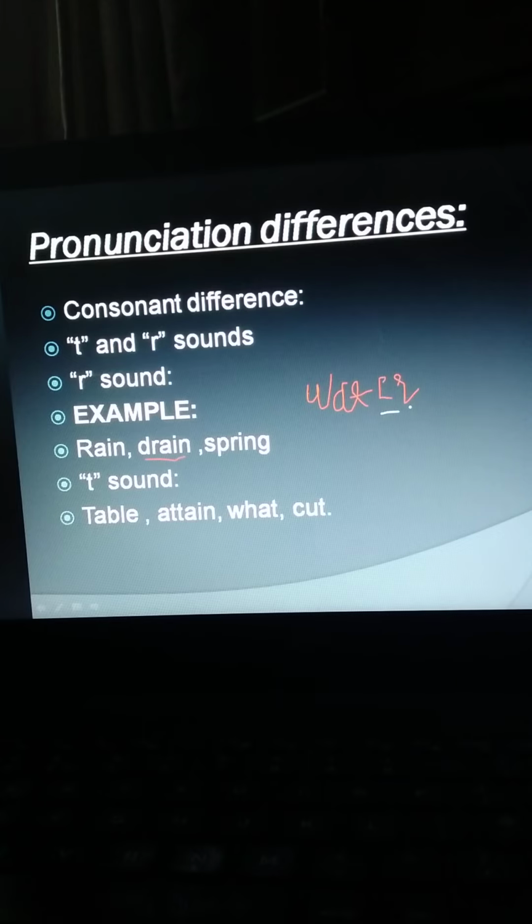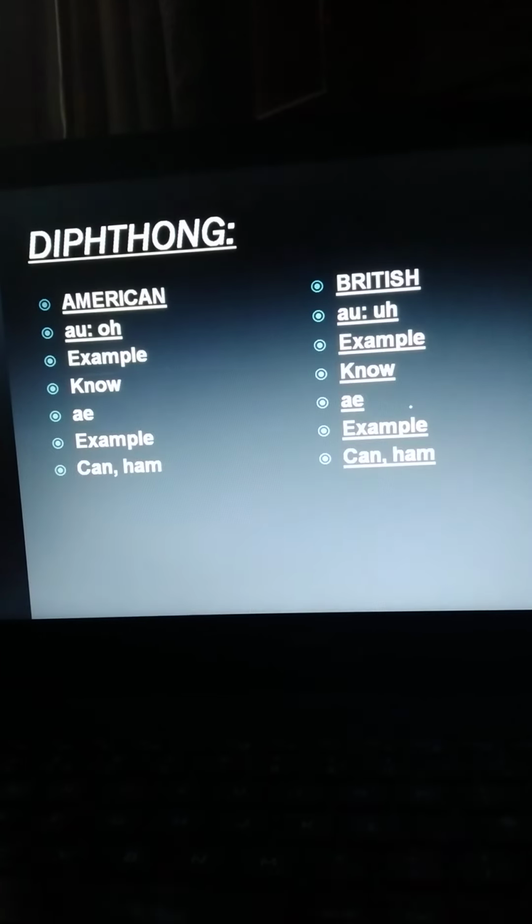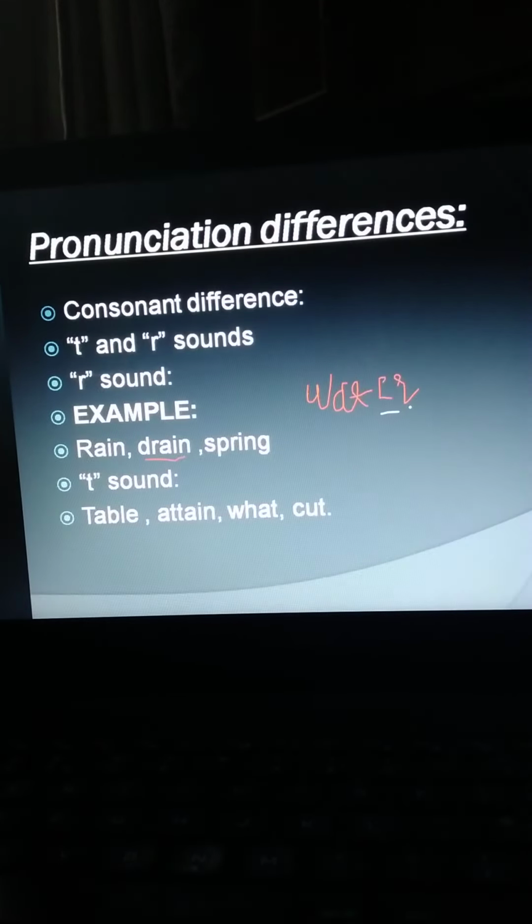Whether it is at the beginning, middle, or ending of a word, whether it is a stressed syllable or an unstressed syllable, the British pronounce the T sound, as in table, attain, word, cut. Okay, now, one important thing which I want to share with you is that in American English, they tend to drop the T sound in final position.